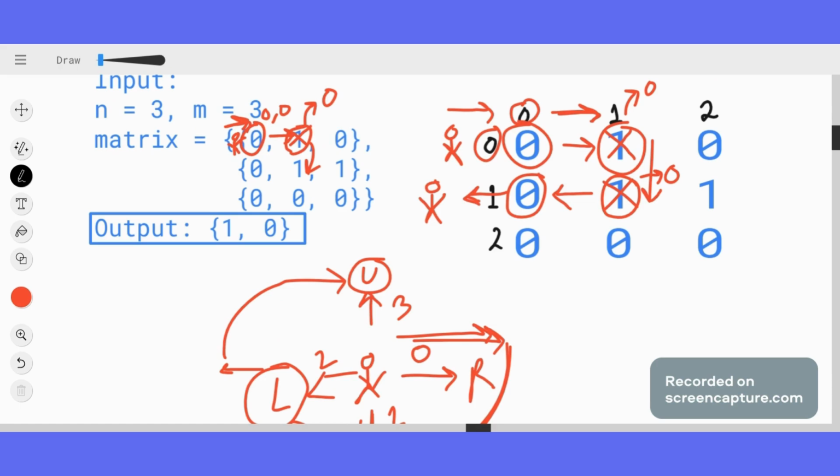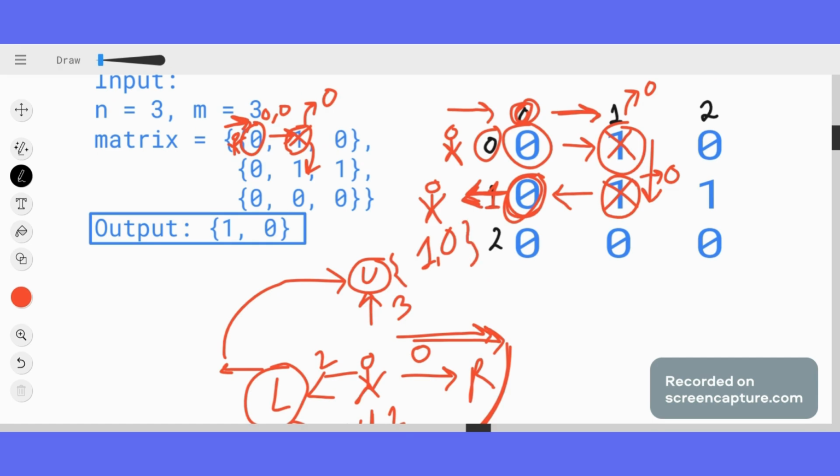So now I have to return the index of which cell? I have to return the index of this cell. Why? Because I've crossed the boundary through this cell, that is the cell at 1, 0, right? So I will return this as my index.